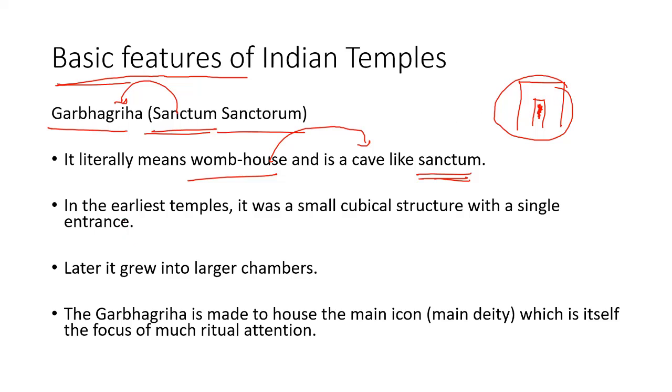Understood. In earlier times, during the third or fourth century AD, the Garbhagraha was a small cubical structure with a single entrance. But with the passing of time, the Garbhagraha developed into large or big chambers, and it is the house of the main deity. The next is Mandapa.